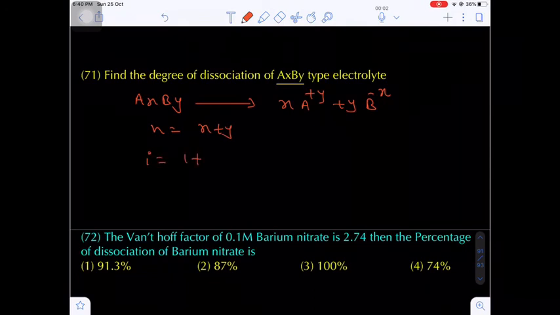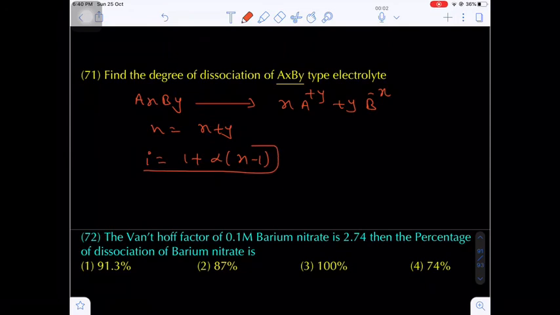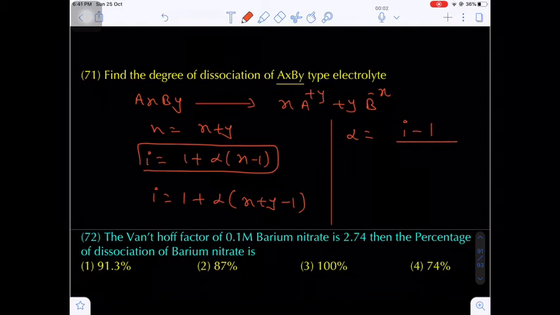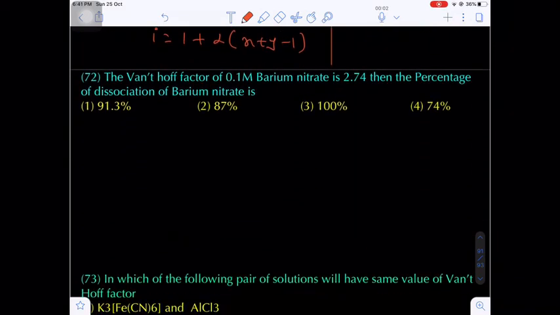What is the iota? Iota is equal to 1 plus alpha into n minus 1. Now here iota equals 1 plus alpha into, instead of n, I am writing x plus y minus 1. But the question is the degree of dissociation. That means we have to write the alpha value. So alpha equals iota minus 1, whole divided by x plus y minus 1.